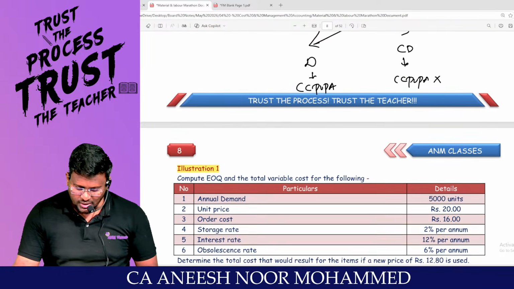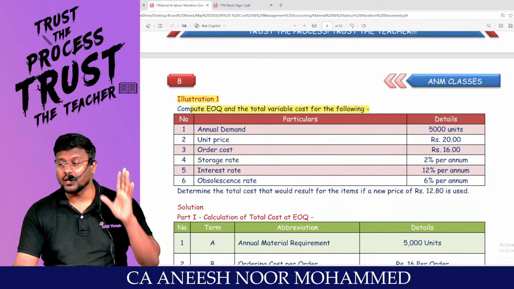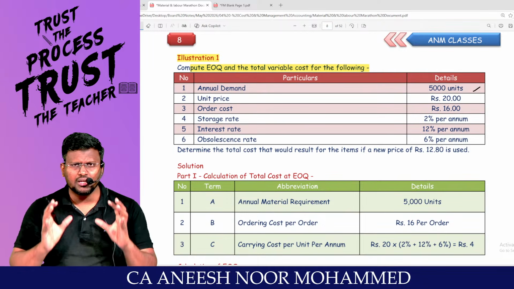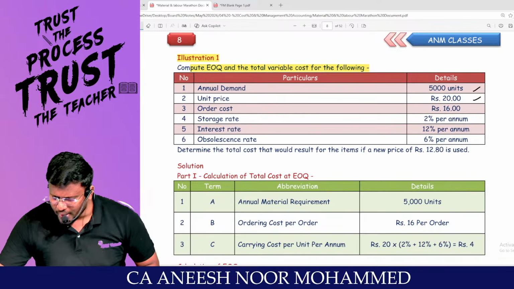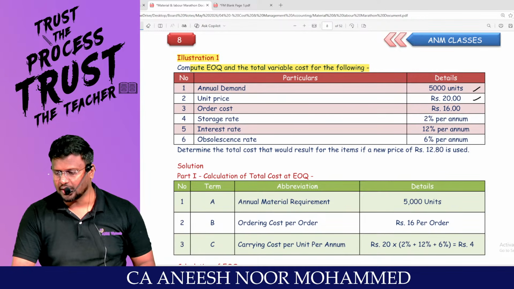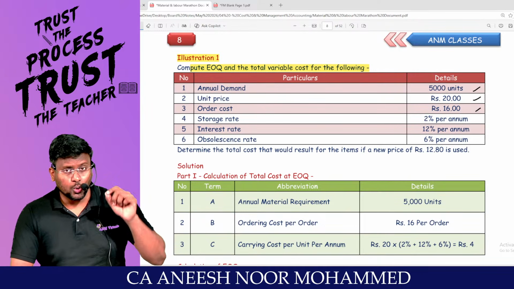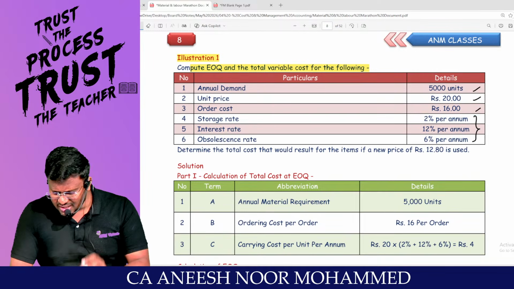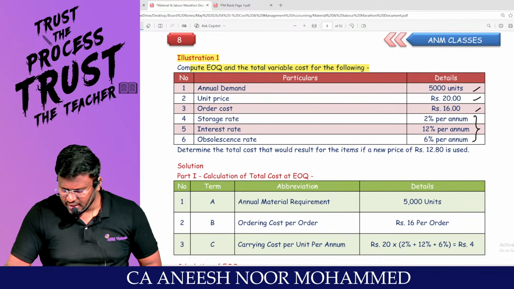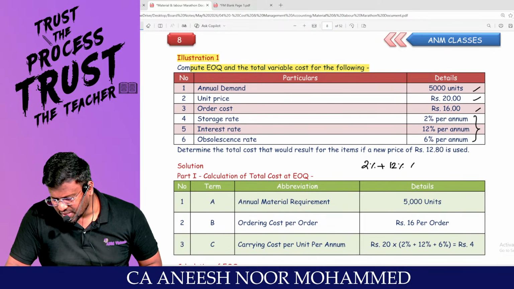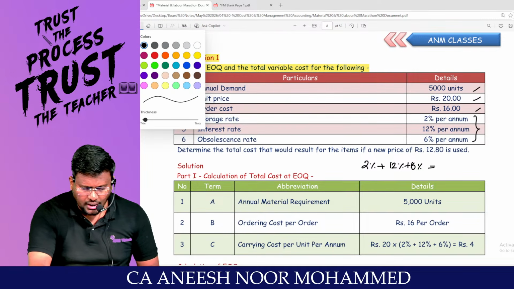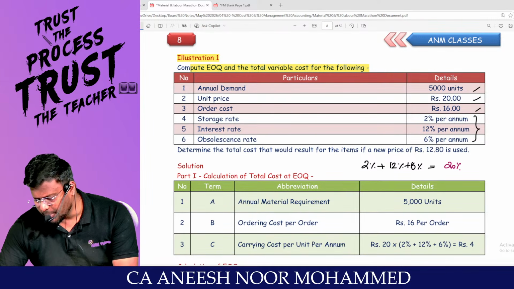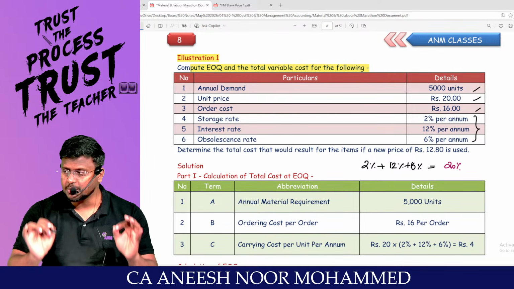From that, my dear lovable students, compute EOQ and total variable cost of the following. Annual demand 5,000 units. That means the company needs a total of 5,000 units. Unit price 20 rupees. In order to purchase one unit, 20 rupees is required. Ordering cost: in order to place an order once, 16 rupees has to be spent. Storage rate 2%, interest rate 12%, obsolete rate 6%. Basically 2% plus 12% plus 6% comes to 20%, which will be the carrying cost per unit per annum.